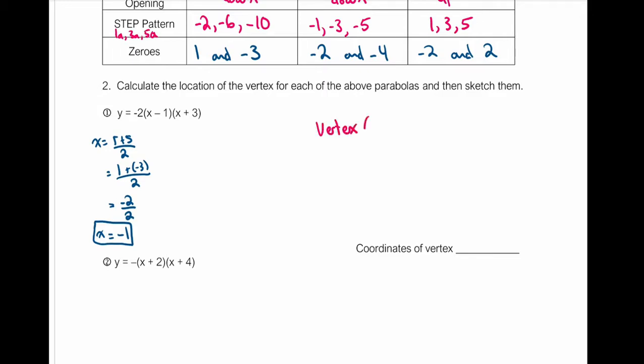So my vertex so far is going to be -1 and something else. To find the y value, I have an equation where I can plug that x value in. So I'm just going to rewrite this equation of this quadratic, and then I'm going to plug in the x value. So instead of x, we have -1 minus 1 and -1 plus 3.